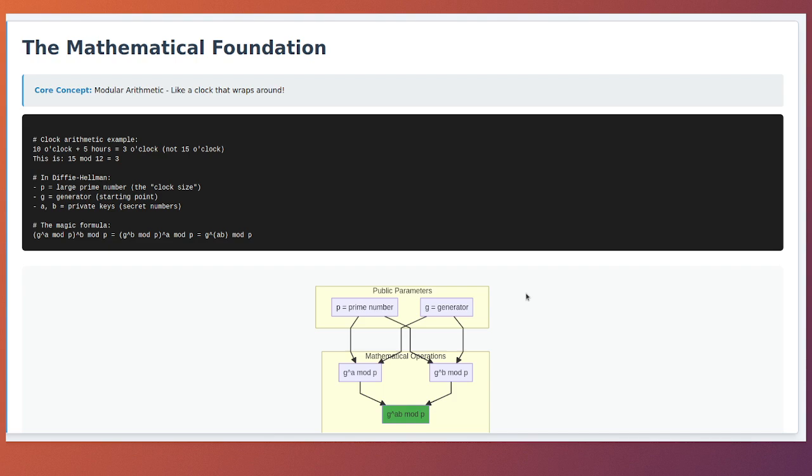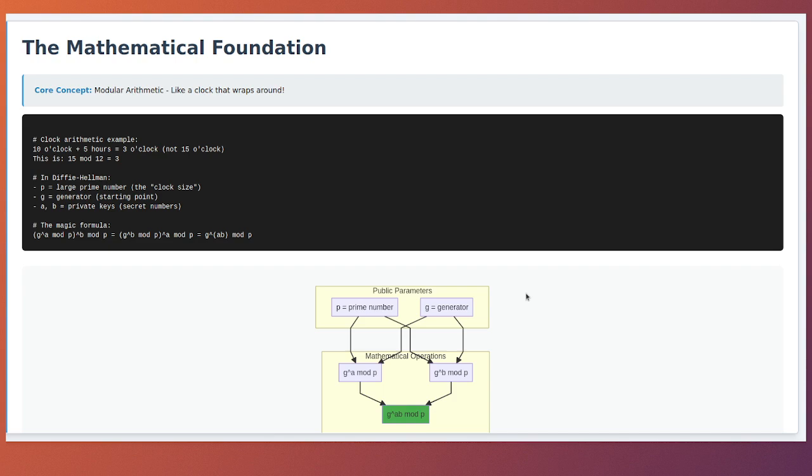The mathematical process works because of a fundamental property of exponents. g to the power of a, all raised to the power of b, is equal to g to the power of b, all raised to the power of a. Both of these are equal to g to the power of a multiplied by b.